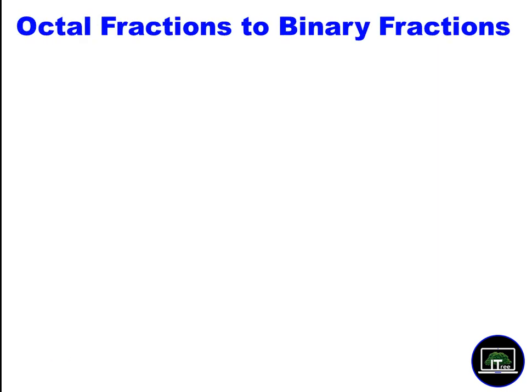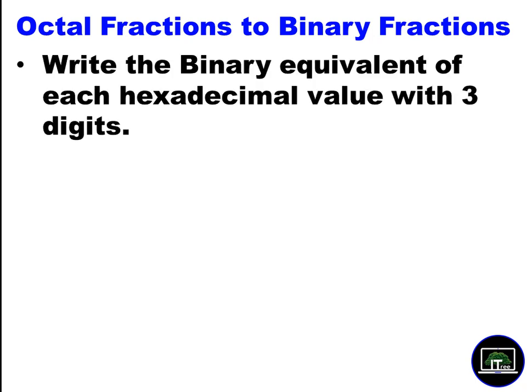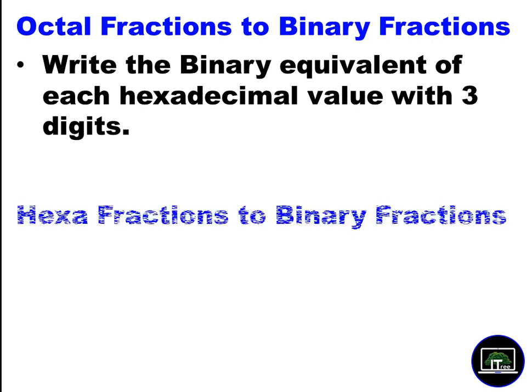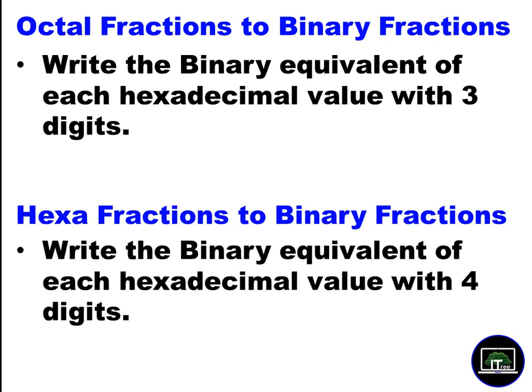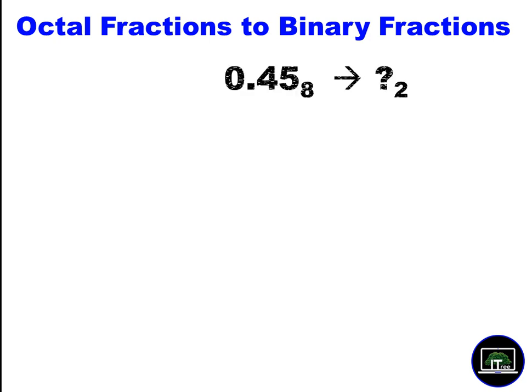We are going to convert from octal fraction to binary fractions. You know the method. What is it? You write the value with 3 digits. Then you convert hexa fraction to binary. We write with 4 digits. We write it with 3 digits for octal, 4 digits for hexa. We are converting now this octal fraction to the binary fraction. So we write with 3 digits, something like this.